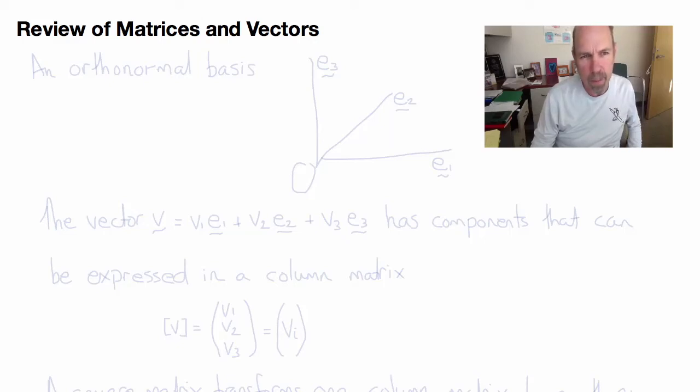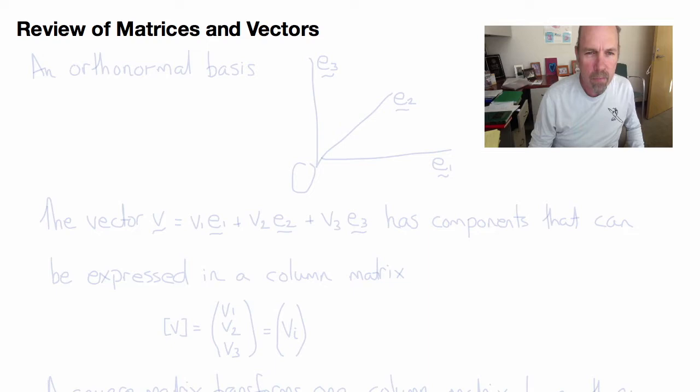Welcome back to BE110 Continuum Mechanics. We need to review matrices and vectors because in continuum mechanics we're going to learn about tensors. And a tensor is to a square matrix what a vector is to a column matrix.